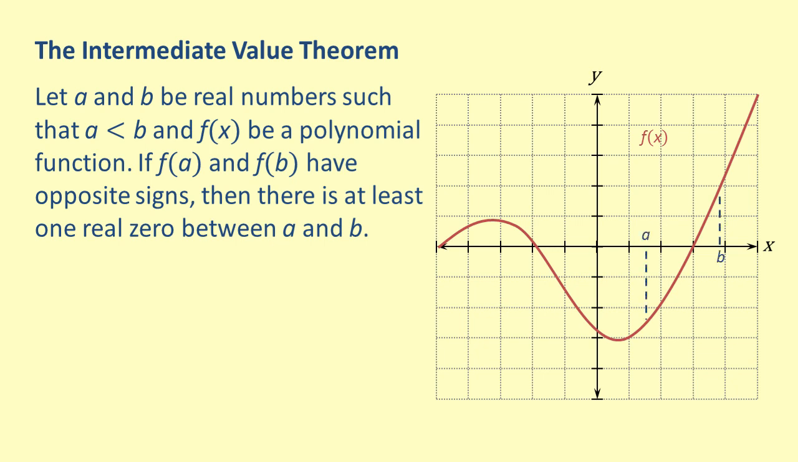Let a and b be real numbers such that a is less than b, and let f of x be a polynomial function. If f of a and f of b have opposite signs, then there is at least one real zero between a and b. We use the intermediate value theorem to approximate real zeros within an interval of a polynomial function. Let's see how we can apply this theorem.